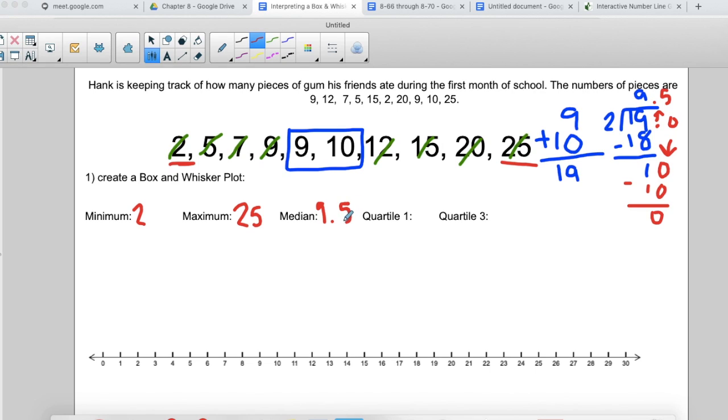Okay, again, when you have 2 numbers left for your median, you write them off to the side, add them up, and then divide by 2 because you added 2 numbers to begin with.